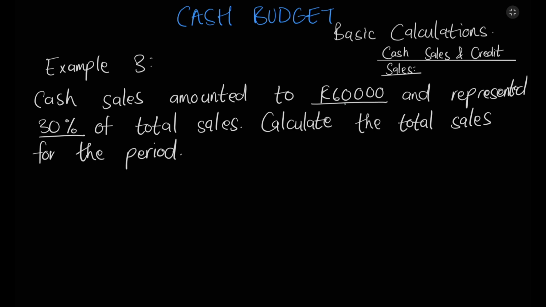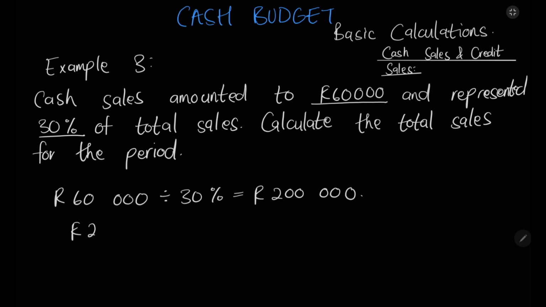So we have to take 60,000 rand. How do we do this again? We did this in the previous video. Divide it by 30%, which is 200,000 rand. So the total sales are 200,000 rand.